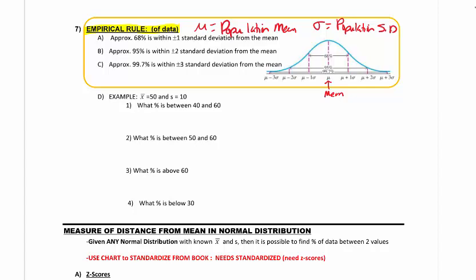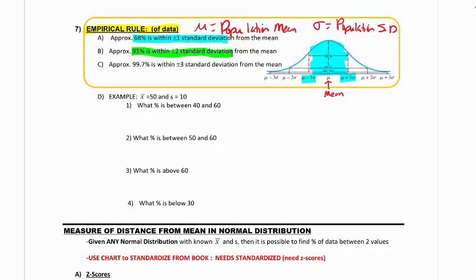And so there's a general rule of how we expect our data to be distributed around the mean. The empirical rule says 68% is within one standard deviation. So that means one standard deviation to the right and one standard deviation to the left. So 68% of the data we expect to be within those limits.